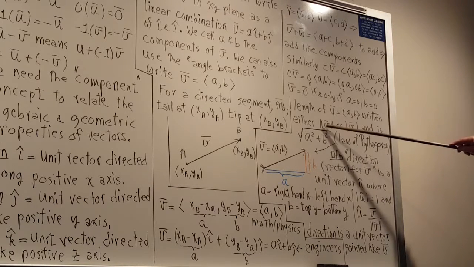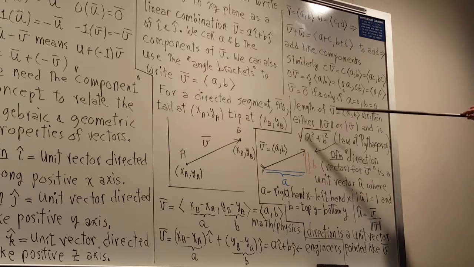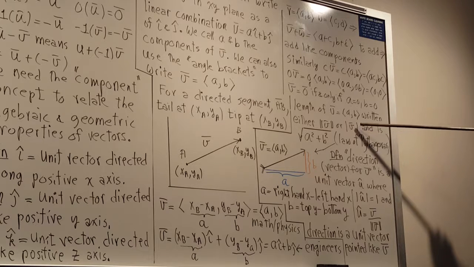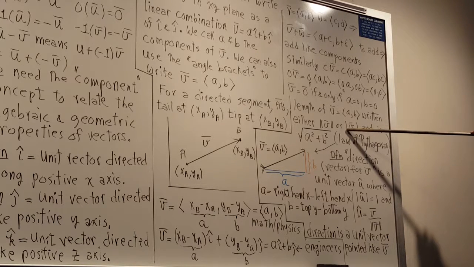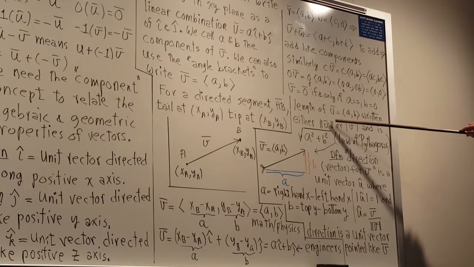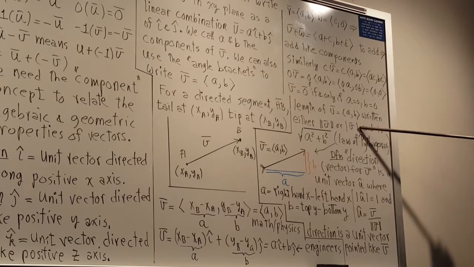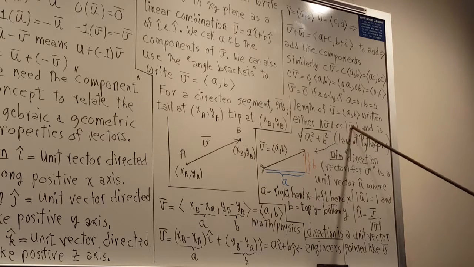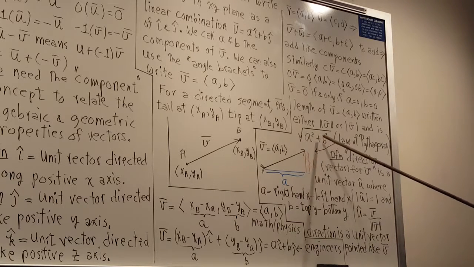So the length is written, I said this a few minutes ago, either with a single vertical line like this, the way you do absolute value, or to distinguish it from absolute value, use a double line, which is okay, but more labor. And so then you will have, from the law of Pythagoras, square root of a squared plus b squared.